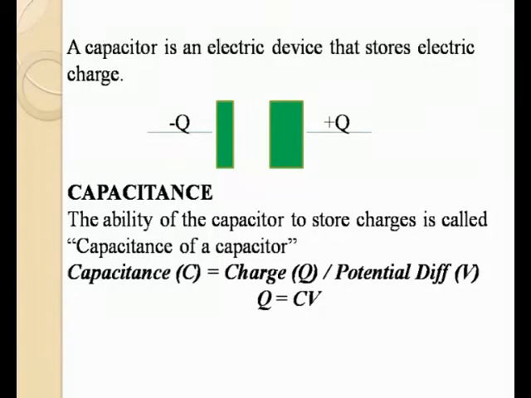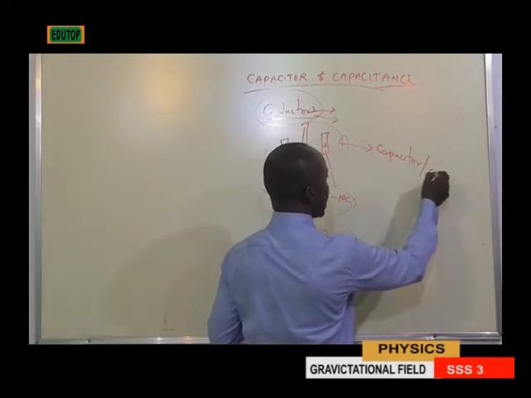The ability of a capacitor to store charge is called capacitance. If you are being asked to differentiate between a capacitor and a capacitance.